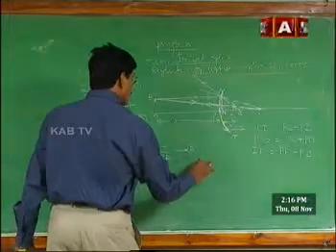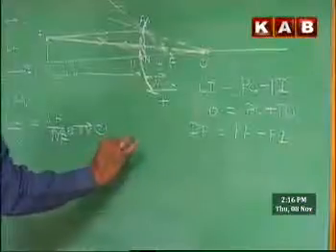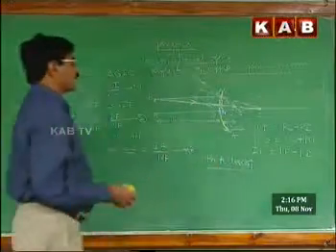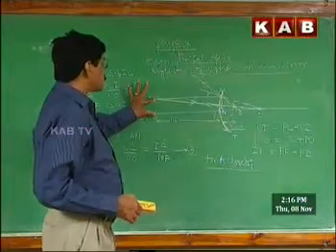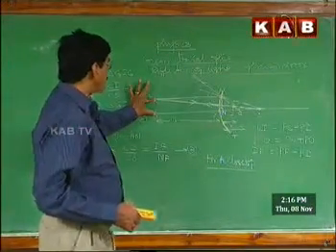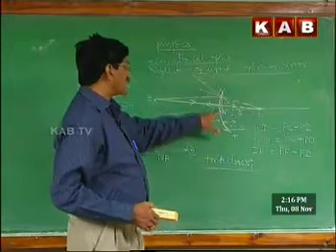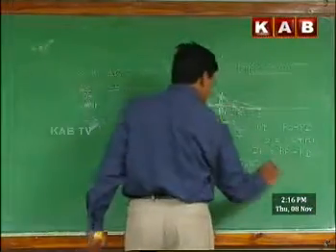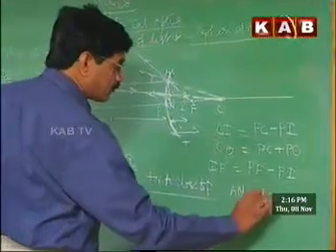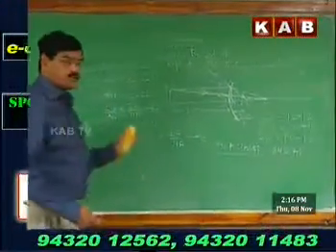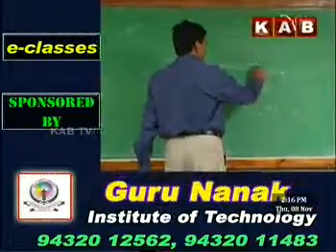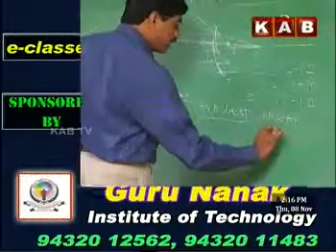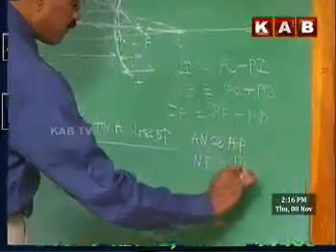For NF, we consider A close to P. Under what conditions will A be close to P? When the object is a small linear object, the point A on the mirror will be close to the pole. When A is close to the pole, AN can be approximated as AP. That is valid for small linear objects. So AN is approximately AP. Therefore, NF is approximately PF.